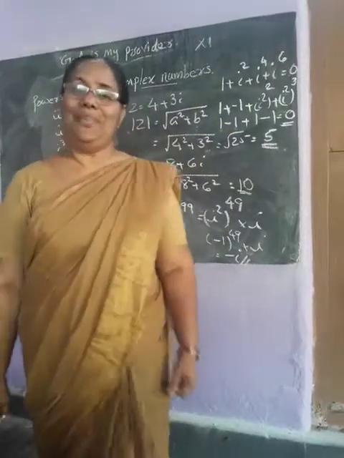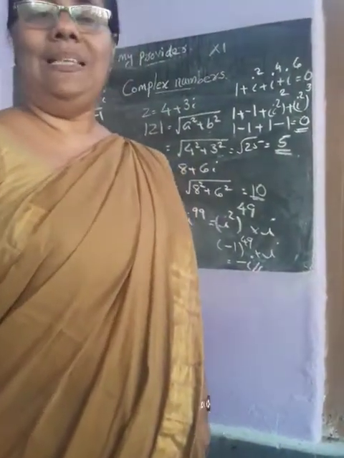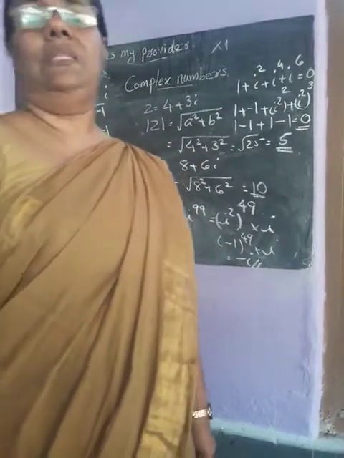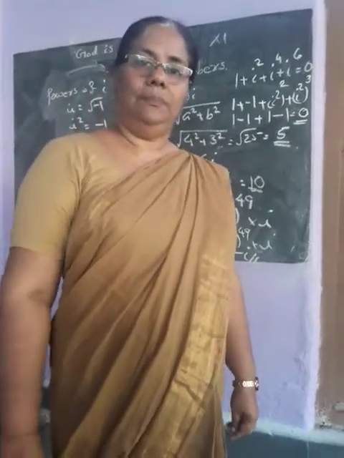Our aim is to prove that 1 plus i square plus i raised to 4 plus i raised to 6 is equal to 0. Now, okay.